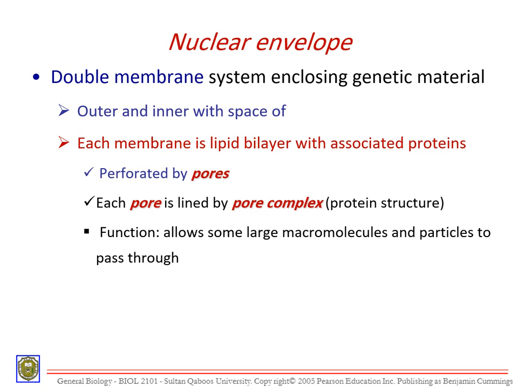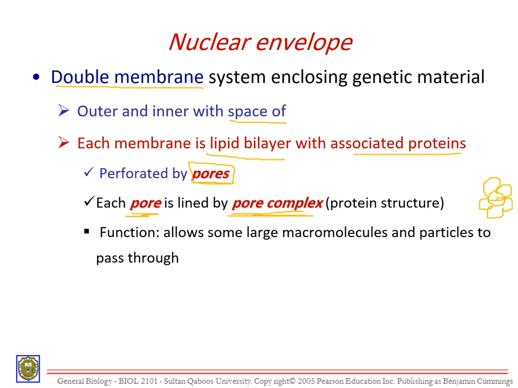It has an outer layer and an inner layer, and between the outer and the inner layer there is a space. Each membrane is a lipid bilayer with associated proteins, and these are perforated by pores, openings, they are pores. Each pore is lined by what we call a pore complex, which is a protein structure. So the pore looks like this. You have an opening, but then you have something that looks like this. Looks like a flower, okay?